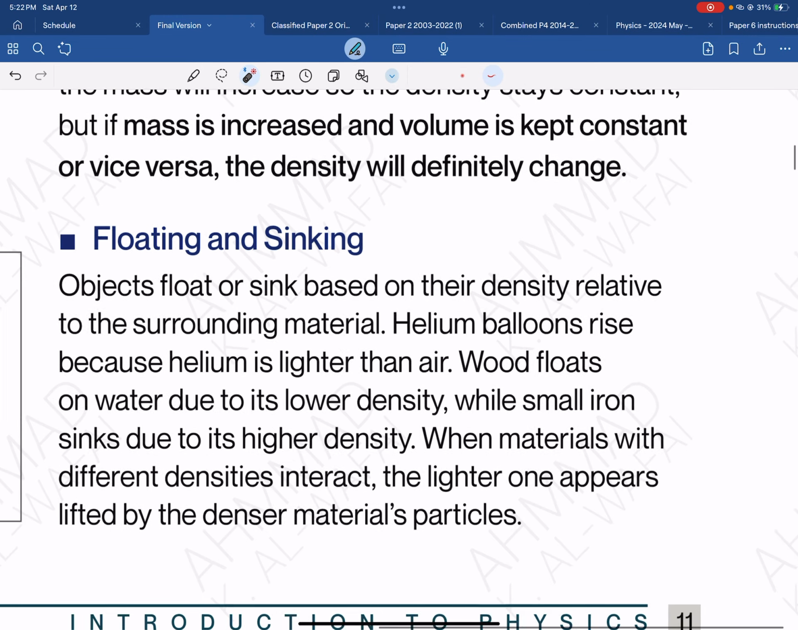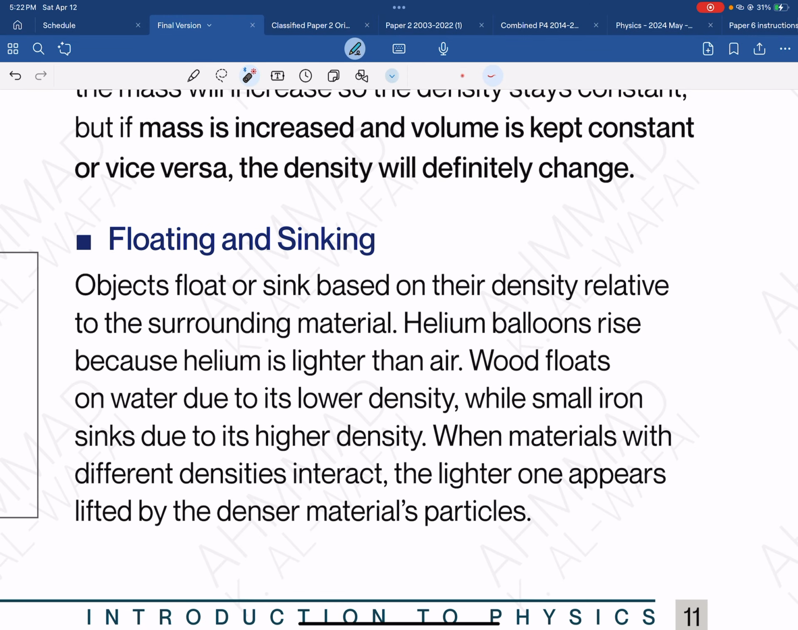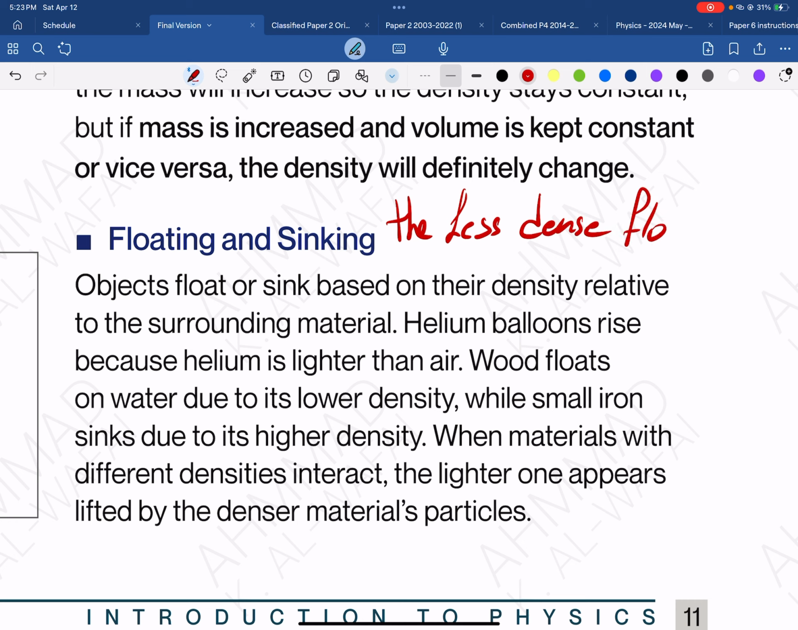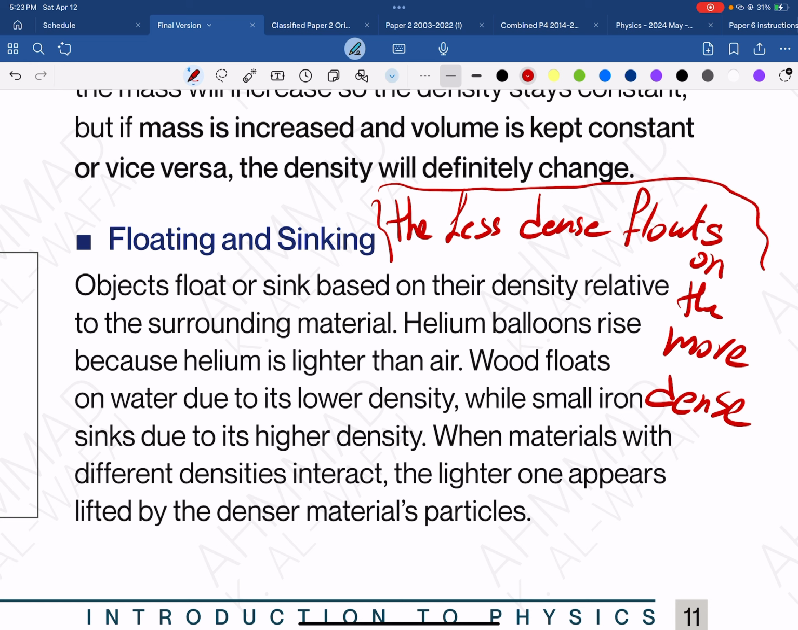Now, the idea of floating and sinking: the less dense floats on the more dense, so that's something to remember. The less dense floats on the more dense. Keep that in mind always when it comes to liquids or gases. It's always the same idea. Even with gases and solids, it's the same.